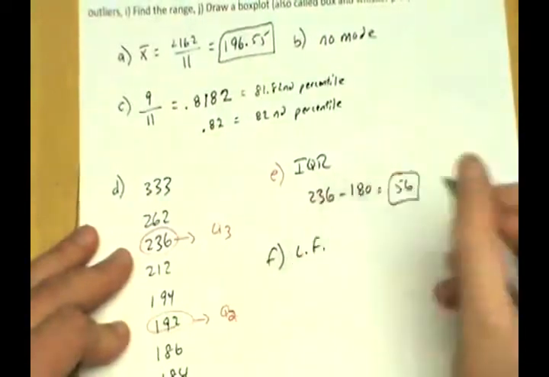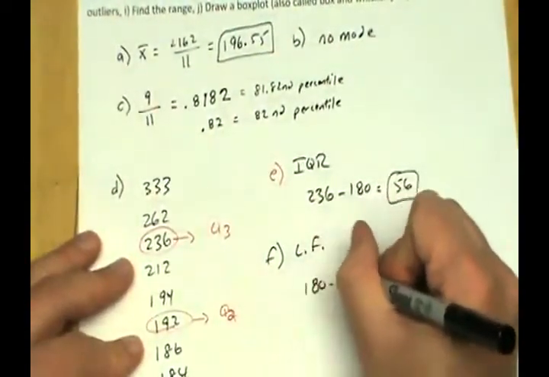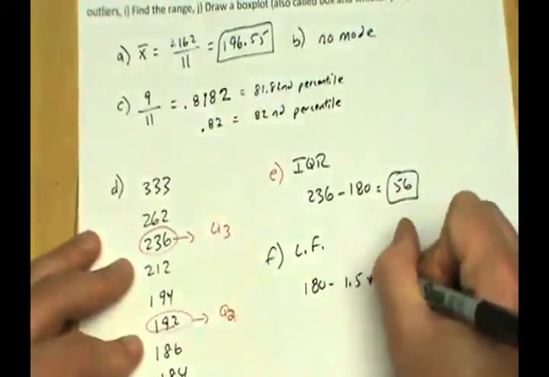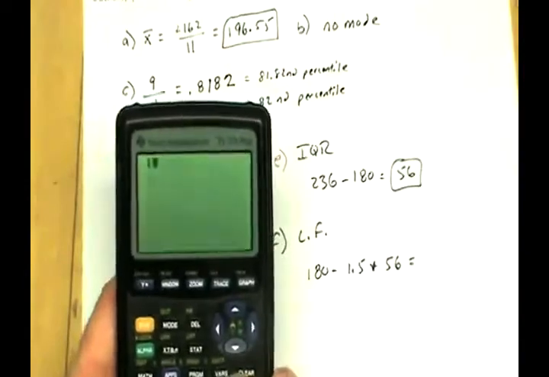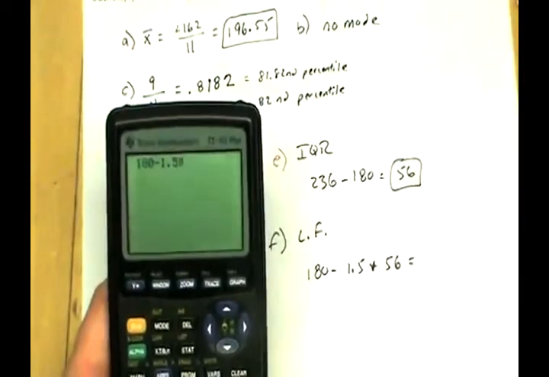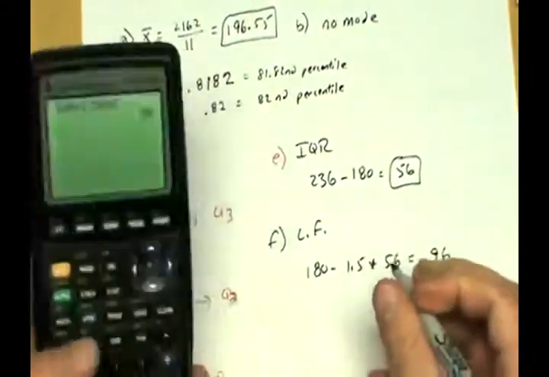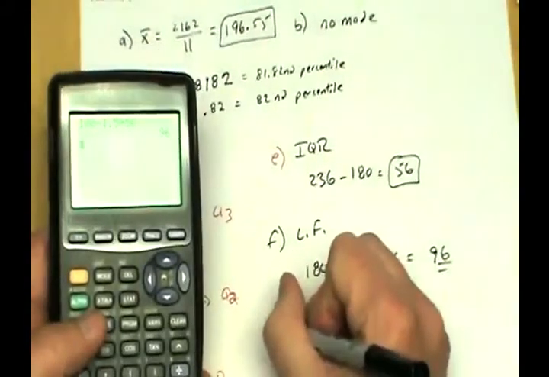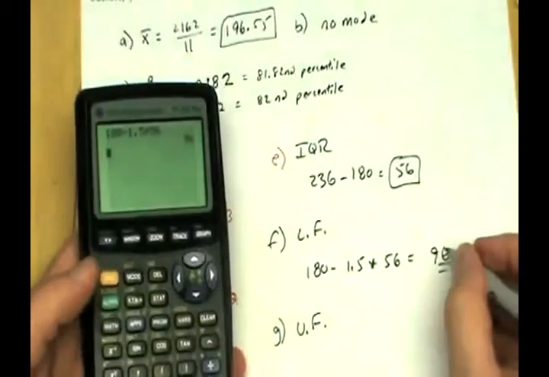For F, we're looking for a lower fence, so we want Q1, 180, minus 1.5 times 56. So let's put that in our calculator: 180 minus 1.5 times 56. And we're looking at 96 as our lower fence. Anything lower than 96 is an outlier, because that's lower. Okay, lower fence is anything at that or lower.